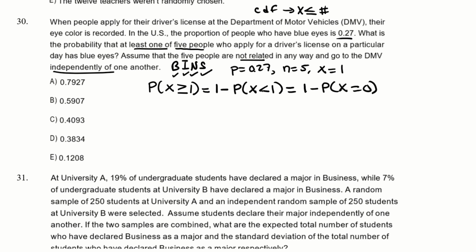And in that case, we wouldn't need the CDF function. We would just use the PDF function, because the PDF function is when x is equal to a number, right? And here we have x is equal to 0. So we might as well use the PDF function.